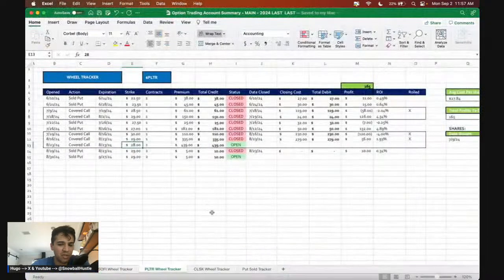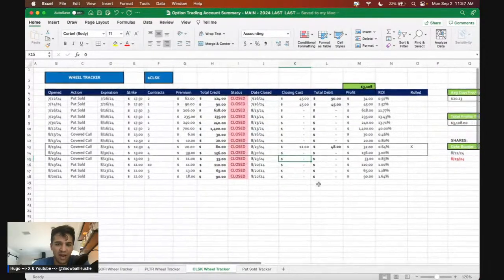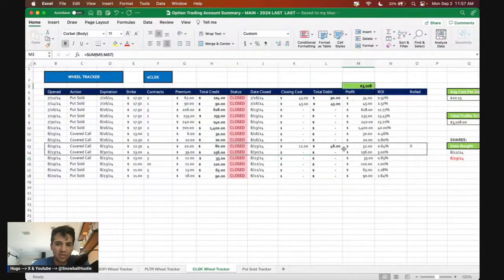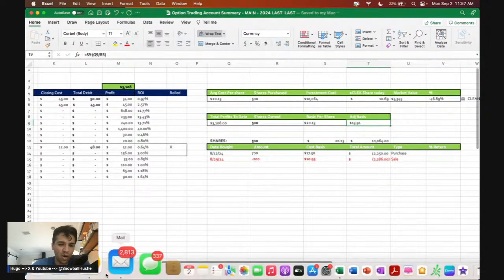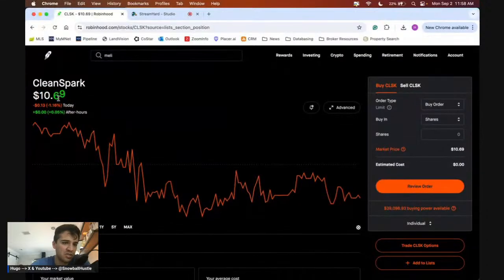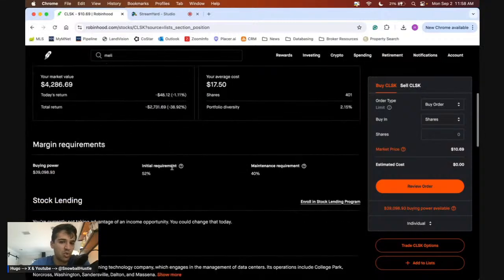Now, another example with CleanSpark though is while obviously my cost basis is very high, I collected about $3,000 in premium. So technically my basis is $13.91. So my goal right now is to wheel this until it gets to $13.91, $14, and then just completely close out that position. I'm not really big into Bitcoin miners. I'm not really big into cryptocurrencies, to be quite frank. That's a story for another day. But long story short, I do want to get out of this CleanSpark position. It's sort of my only sore point right now.